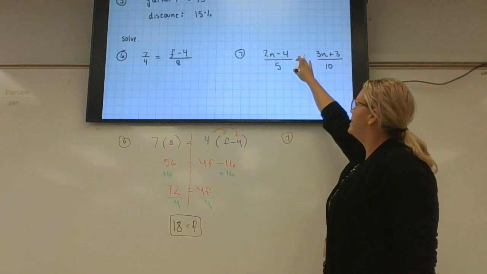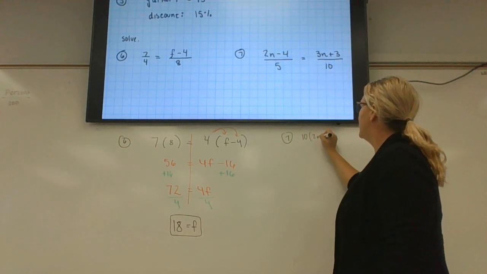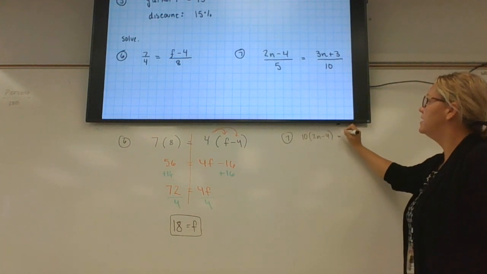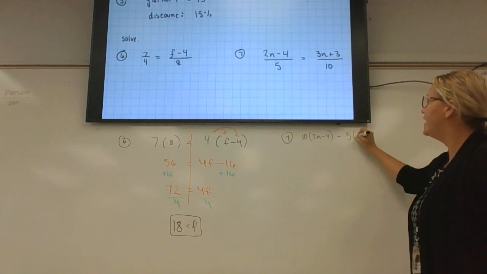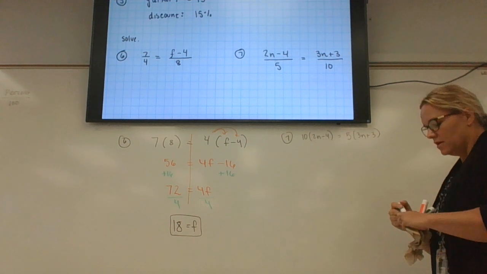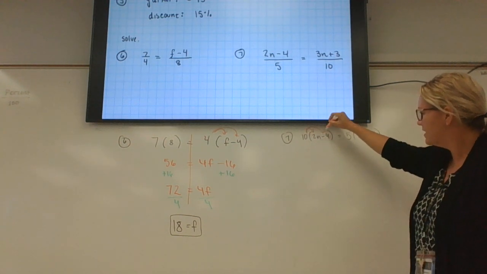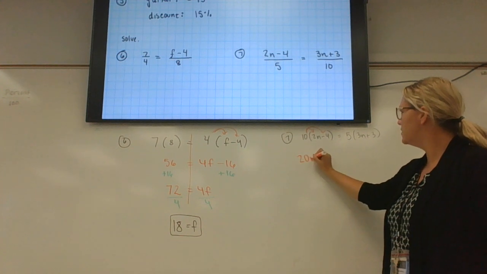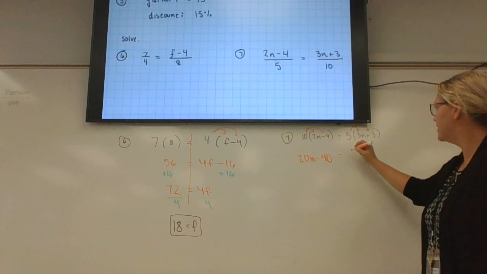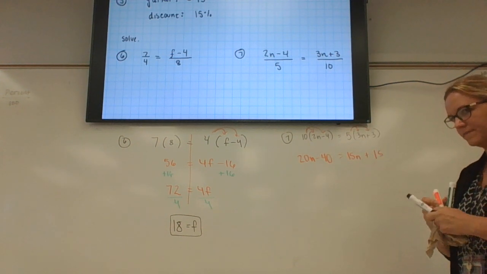All right, so I'm going to cross multiply. I'm going to do 10 times this numerator on the left. And I like to write the number in front of the expression. And then on the right, it's going to be 5 times 3n plus 3. Distribute. So you need to multiply the 10 in, giving you 20n minus 40. Multiply the 5 in, 15n plus 15.